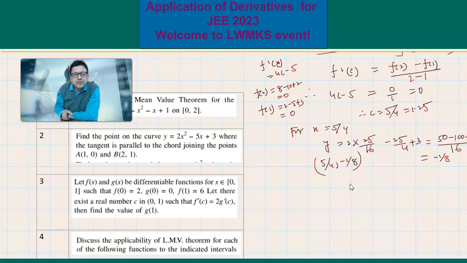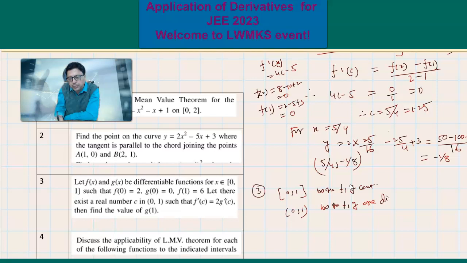Now for these two functions, if we use separately the conditions of Lagrange's mean value theorem, the function fx is continuous and differentiable in which interval? That is 0, 1. For both f and g, continuous here. In 0, 1, what is happening? Both f and g are differentiable over there.